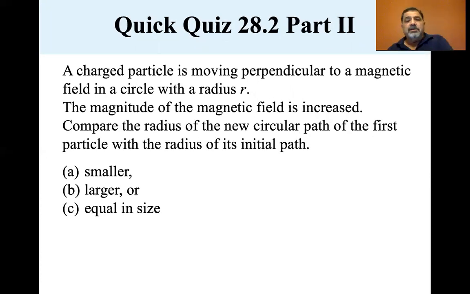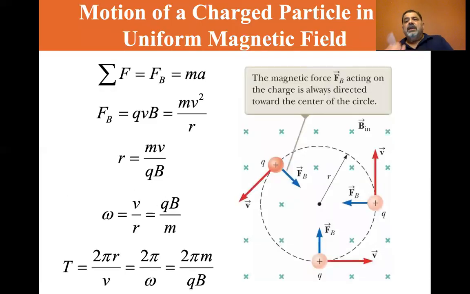All right, now let's look at the next question. A charged particle is moving perpendicular to a magnetic field in a circle with radius r. The magnitude of the magnetic field is increased. Okay, let's go back to our equation. You increase the magnetic field, what happens to r? It goes down. It's inversely proportional.